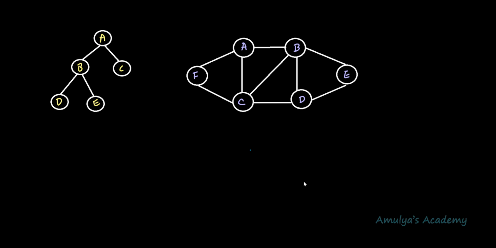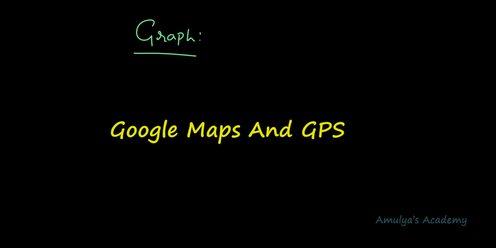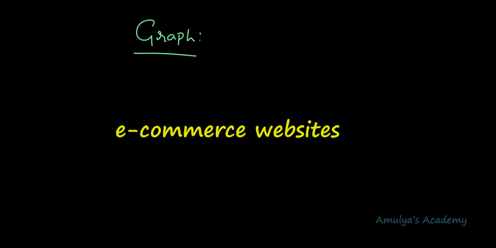Next let's see where we can use these graphs. Graphs can be used in GPS systems or Google Maps to find the shortest path from one destination to another. Also in social networks like Facebook and LinkedIn, graphs are used to represent the connections between users. And also in e-commerce websites to show recommendations. That is, in some e-commerce websites, they will show you people who bought this item also bought this item. They recommend some more items, and for that also graphs are used. Google search algorithms also use graphs. In computer science, graphs are used to represent the flow of computations.